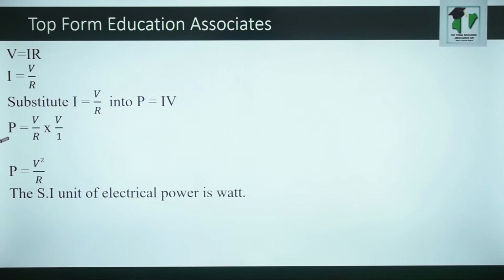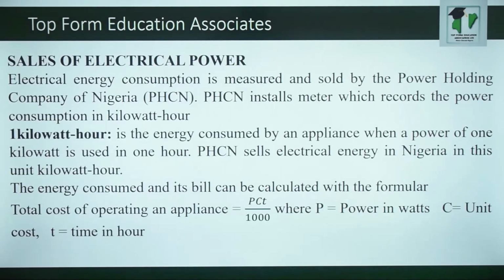So we now have P is equal to V over R for I, times what is now remaining in the equation, V over 1. Is that okay? So we'll have V times V gives you V squared. R times 1 gives you R. So the next formula for P, the electrical power, is V squared over R. The SI unit of electrical power is still watts, which is the SI unit of power generally.